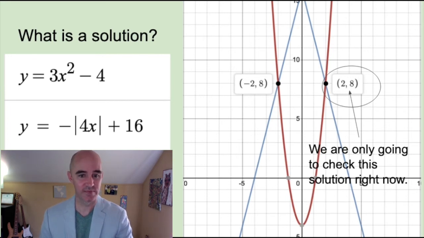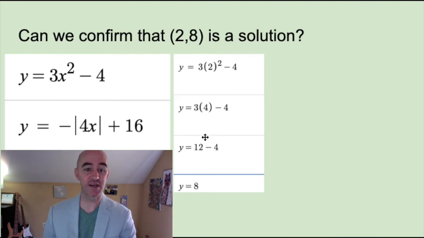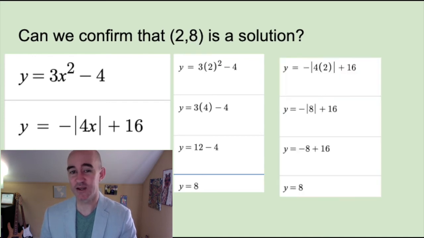So let's check. Here I'm checking (2, 8) for the first equation. I substitute 2 for x, I simplify and get 3 times 4 minus 4, simplify further and I get y equals 8. So great, (2, 8) is a solution to y equals 3x squared minus 4. Let's see if (2, 8) is a solution to the second equation. Here's the work. (2, 8) is a solution to the second equation as well.